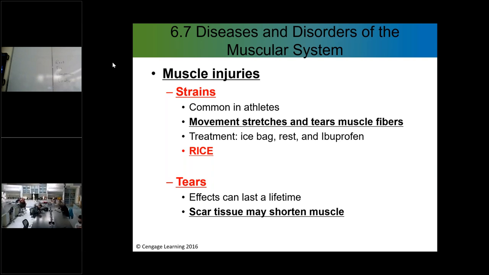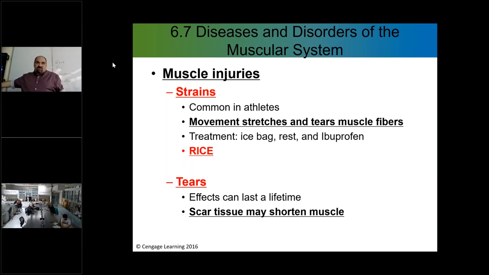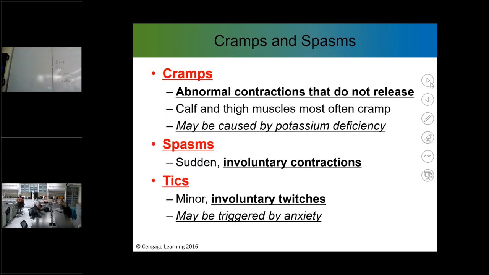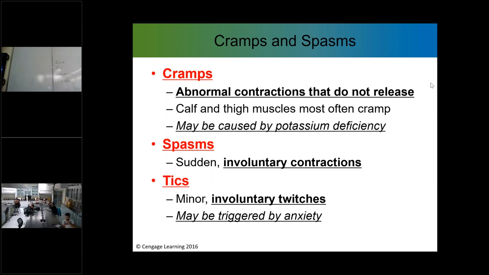You'll see here also that scar tissue may shorten muscle. So when muscle heals, and if it's been severely damaged, what will happen is that the body would not replace the damaged muscle with muscle tissue, but with scar tissue. And this can be a problem. And this can really affect the function of the musculature or of the tendons, ligaments, and such.